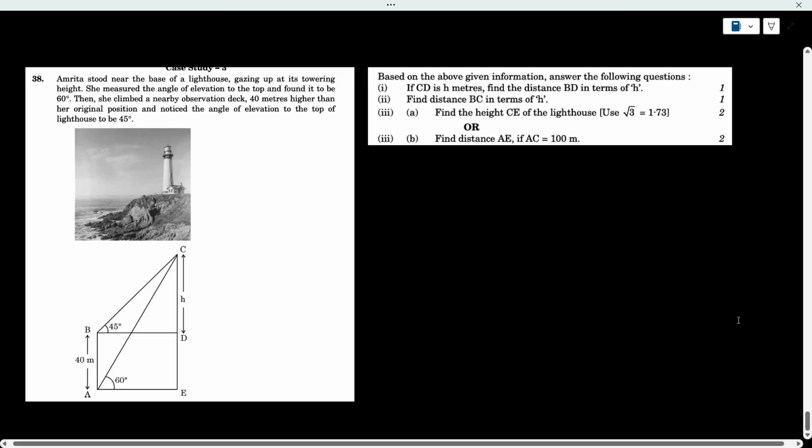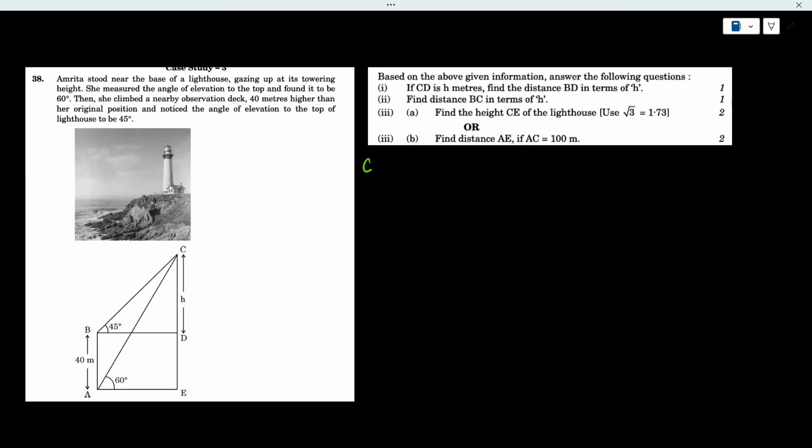See, this is the next case study question. This is the last question of the paper, question number 38, which is based on application of trigonometry. What is given in this question? It says that Amrita stood near the base of the lighthouse. If you see the figure, this is the lighthouse, right? She is standing at A and CB is the lighthouse. The distance between the foot of the tower and Amrita is AE. Now, what is written here?